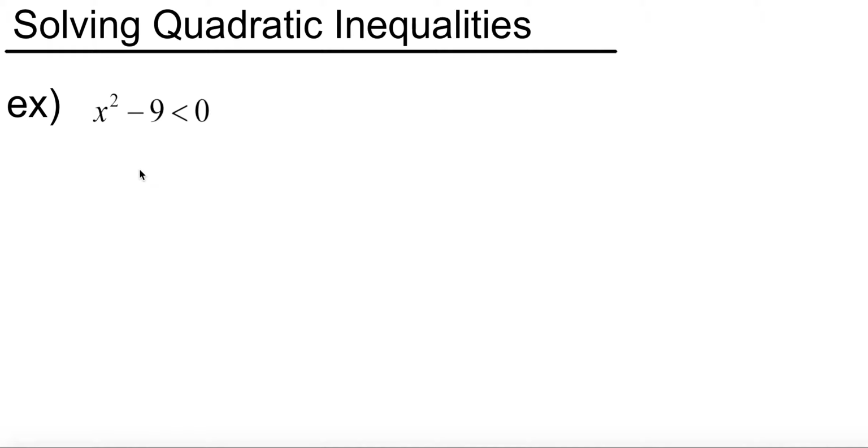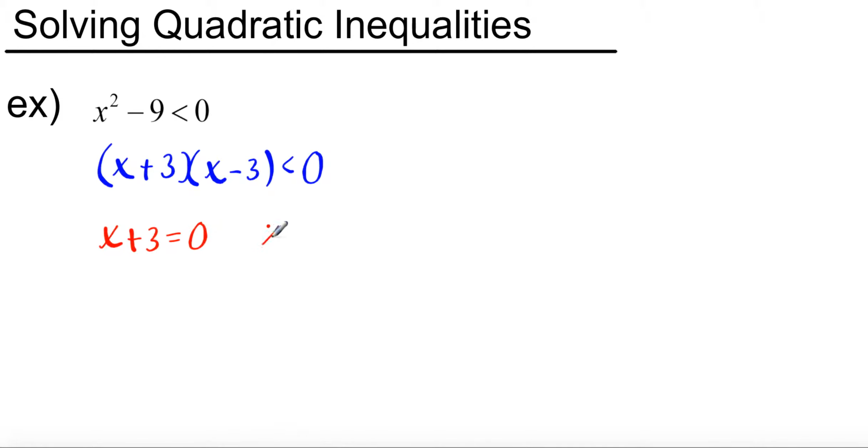Just like with solving an equation, we want to factor our quadratic. So we're going to take x squared minus 9. This is actually a difference of squares, so it factors as x plus 3 times x minus 3, less than 0. Then we're going to just ignore that inequality sign for a little bit. We're going to set each factor equal to 0, just like when we solved quadratic equations. And that gives me x is equal to negative 3 and x is equal to positive 3.